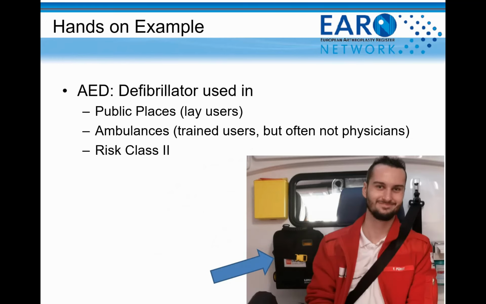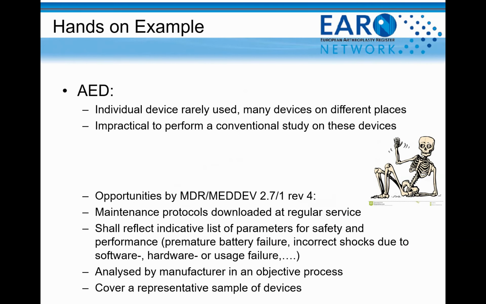AEDs are defibrillators used in public places by lay users. Another market for these risk class 2 devices are ambulances, where they are used by trained personnel, often not on the level of physicians. This might trigger the need for evaluation on individual user groups. As there are many devices spread over public places, like railway stations or large buildings, and the individual device is rarely used, conventional studies face significant limitations due to operational reasons.